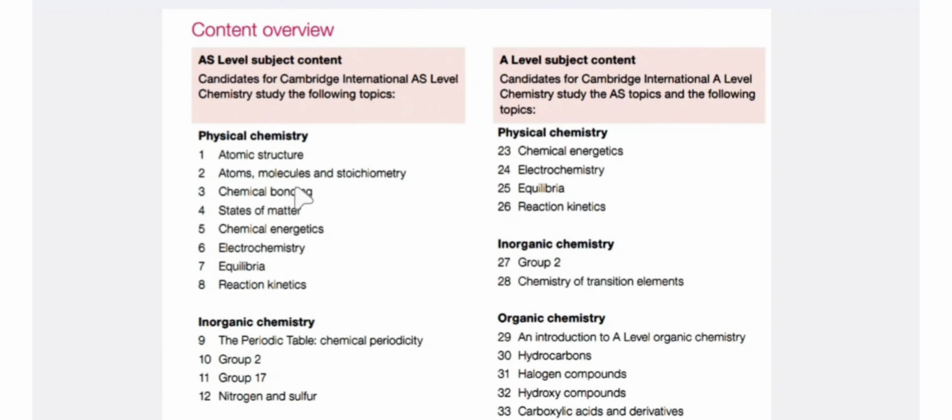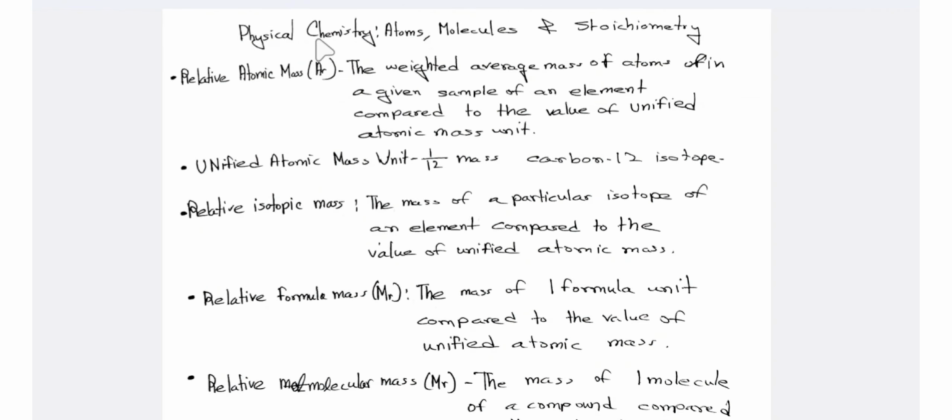In today's video, we'll be discussing atoms, molecules and stoichiometry from physical chemistry. So, relative atomic mass or Ar. Relative atomic mass is the weighted average mass of an atom in a given sample of an element compared to the value of unified atomic mass.